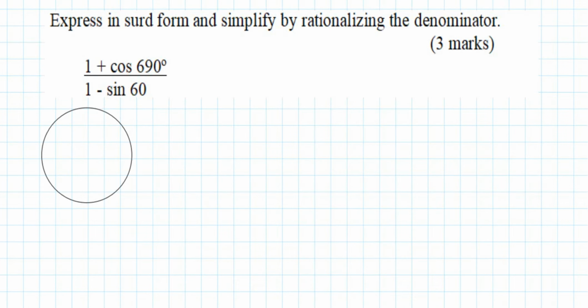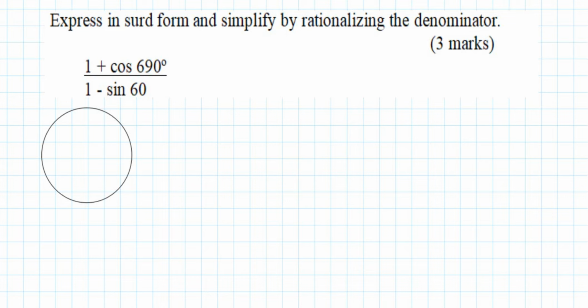Now that question, we are told to express in surd form and simplify by rationalizing the denominator: 1 plus cos 690 divided by 1 minus sine 60. So here we've not been given the surds, and we have been given the angles, whereby the cos and the sine are going to be in surd form.